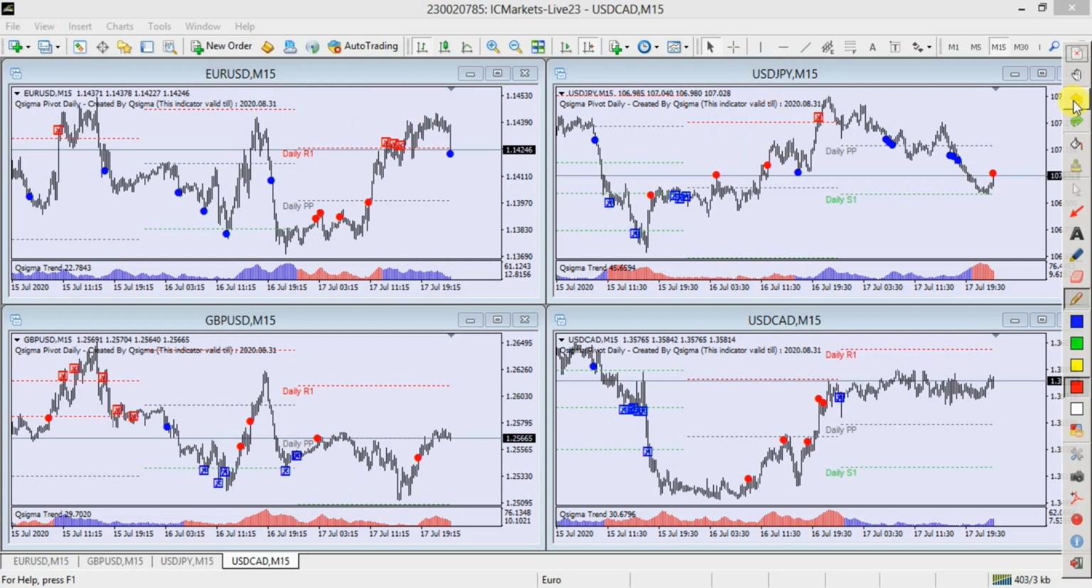And try to avoid selecting correlated pairs. I cannot say do not select, but try your maximum not to select.